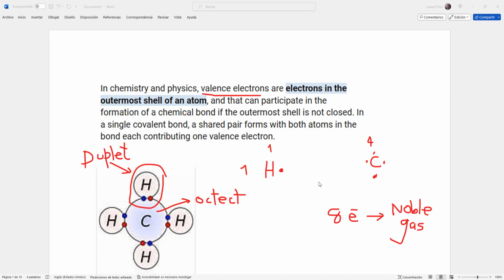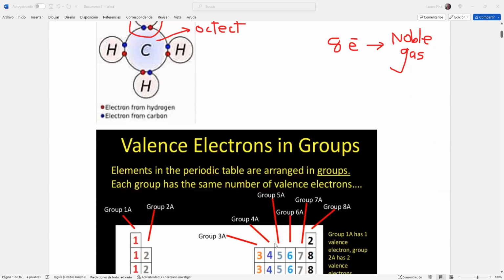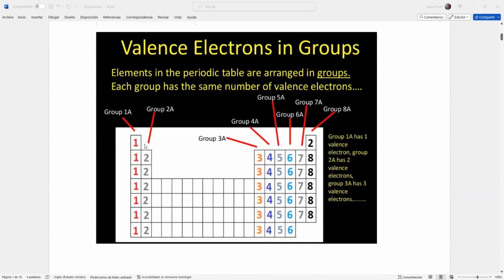for an atom. In the case of hydrogen, that is in period 1, group 1, and has only 1 electron, hydrogen is only allowed to get 2 electrons as much, so it gets the duplet rule. According with the position in the periodic table, you can know, or you can determine the number of valence electrons for every atom.